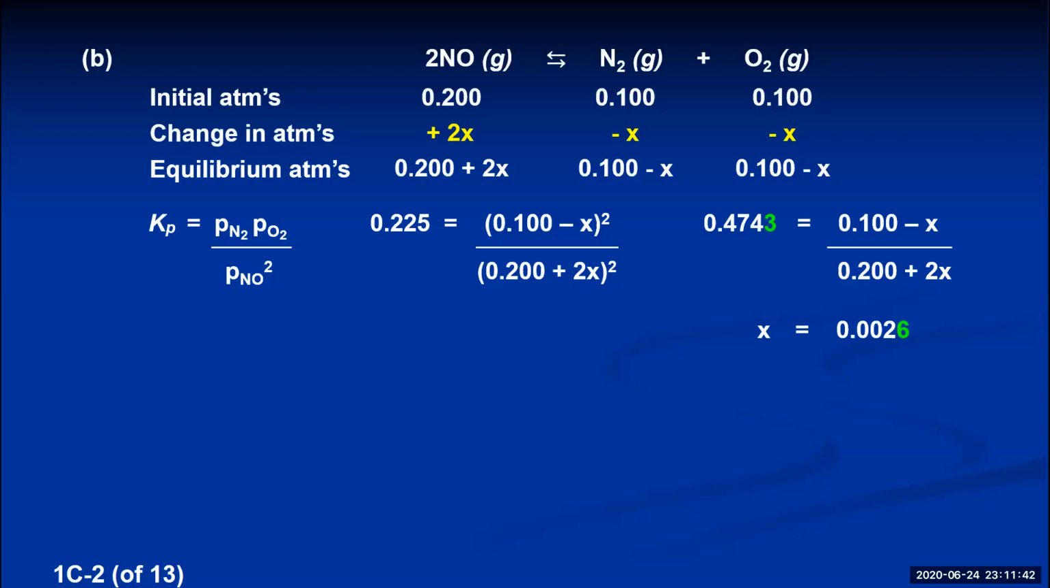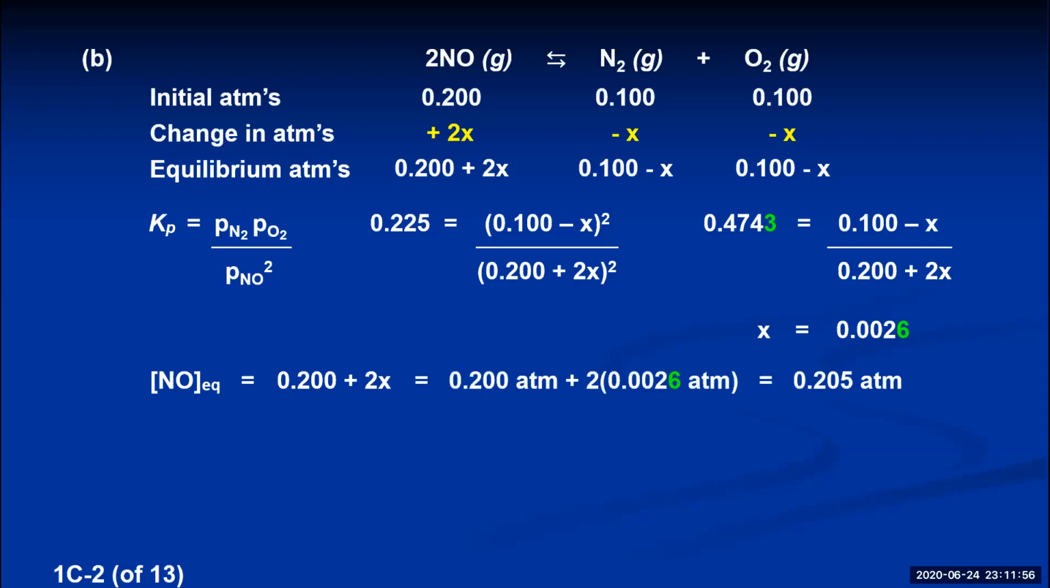If this is the value of x, now we can calculate the pressure of NO at equilibrium, because in our ICE table under nitrogen monoxide at equilibrium, it says its pressure is going to wind up equaling 0.200 plus 2 times whatever x is. If we plug x into the equation, the final equilibrium pressure of NO will be 0.205 atmospheres.